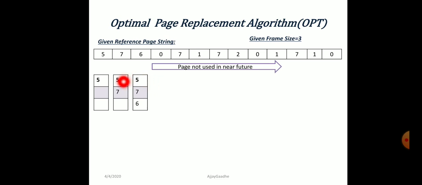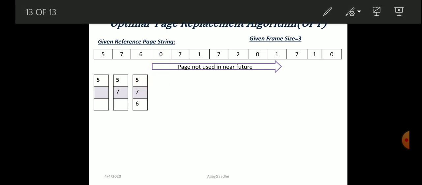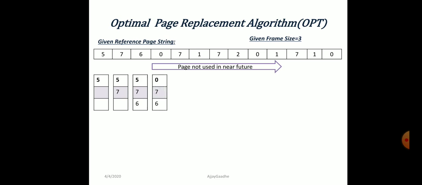If such is the situation, then we can replace the page which has been there in the frame since long. So we are going to replace page 5 with the new page 0. Now the next requested page is 7. It is present in the frame, so it is a page hit.